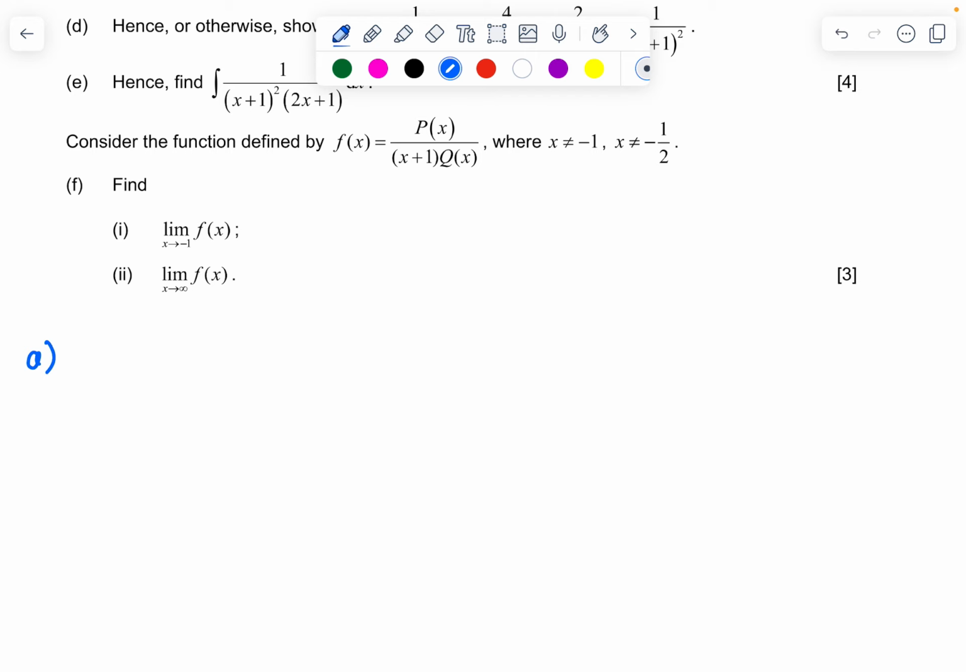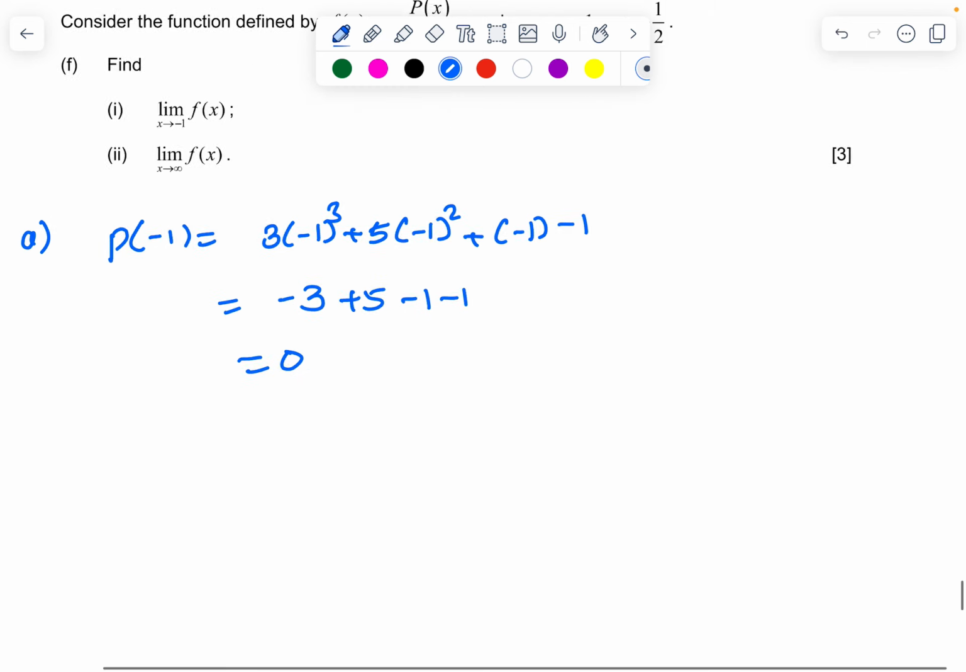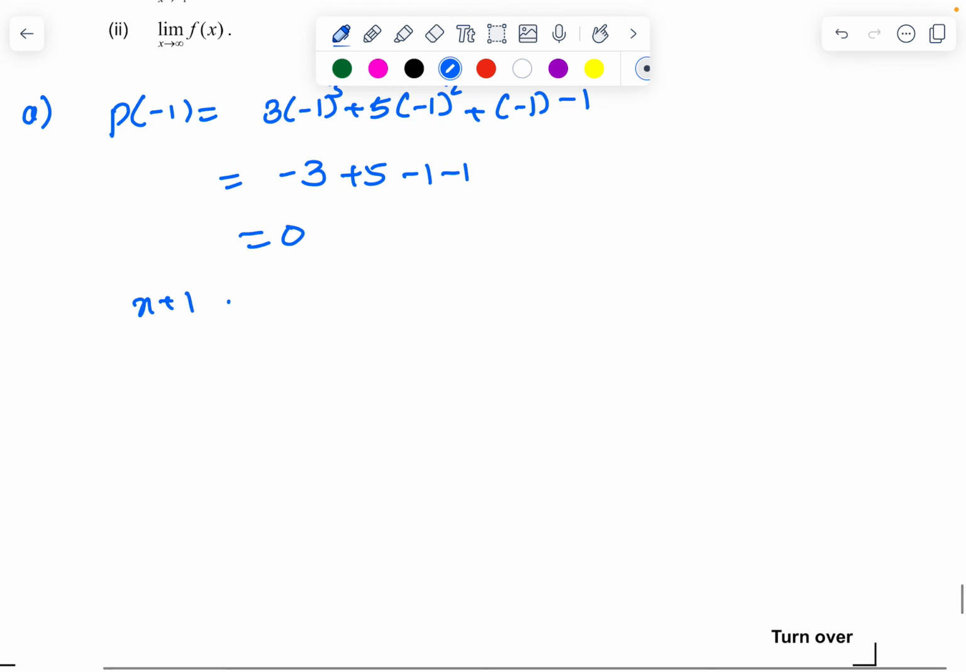Let me start a new page over here. So P of minus 1 is going to be 3 times minus 1 whole cube, plus 5 times minus 1 whole square, plus minus 1, which is negative 3 plus 5, negative 1, which is going to be 0. Therefore, x plus 1 is a factor. Now, next, part B.